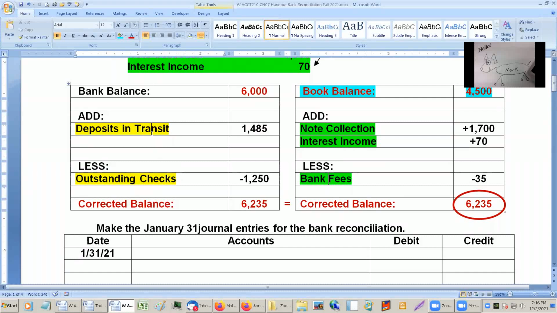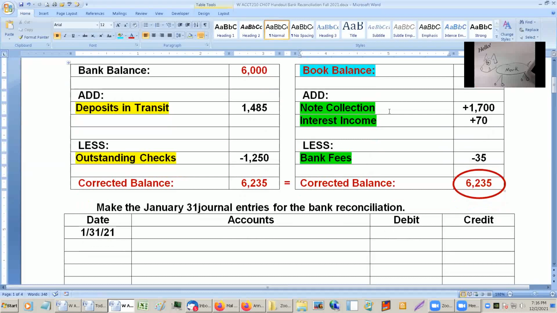You know, the bank doesn't let us change things on their side. But we can change things. So these are all things that we have to add on to our books. We collected this note, we had some interest income, and we have bank fees. So we have to make journal entries for those.